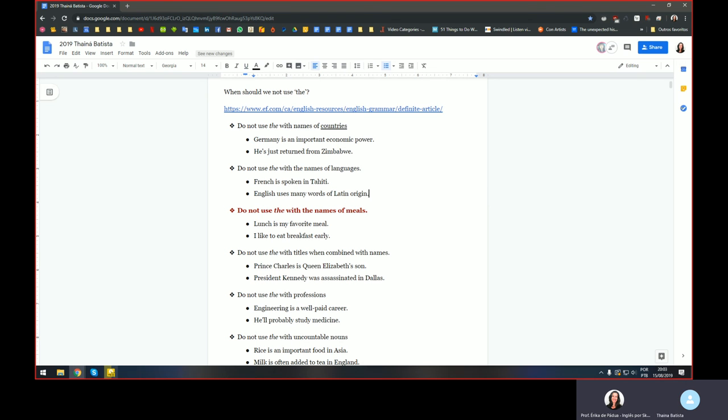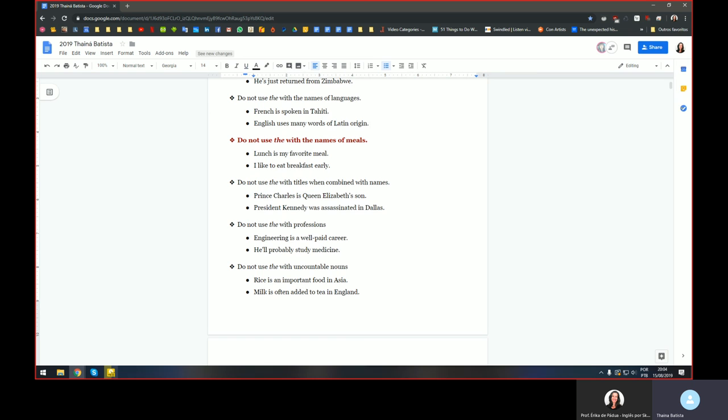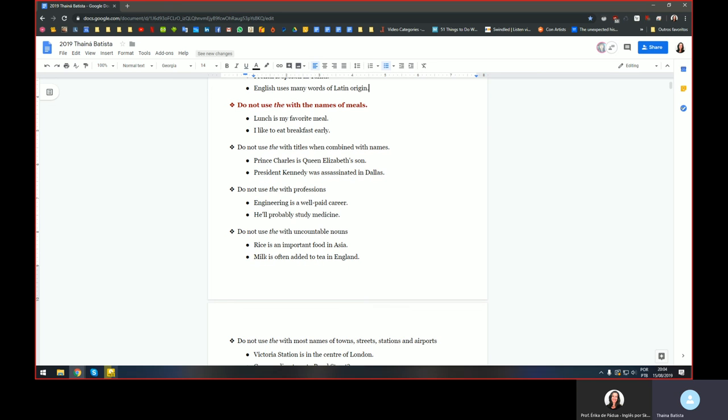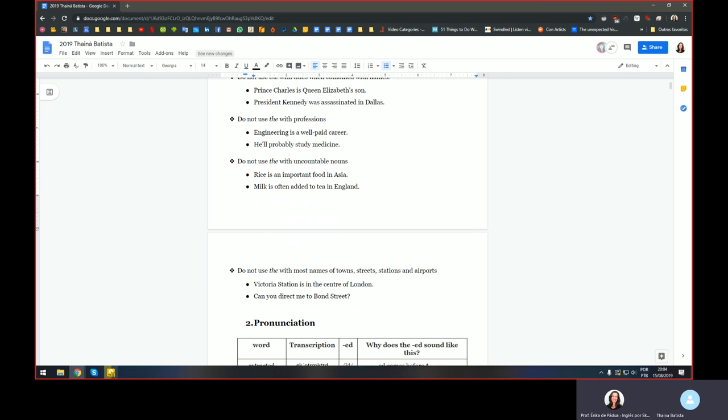Latin. Very nice. And do not use the with the names of meals. Lunch is my favorite meal. I like to eat breakfast early. So in that case, we do not use the. And do not use the with titles when combined with names. Prince Charles and Queen Elizabeth's son. President Kennedy was assassinated in Dallas. Do not use the with professions. Engineering is a well-paid career. He'll probably study medicine. And do not use the with uncountable nouns. Rice is an important food in Asia. Milk is often added to tea in England.